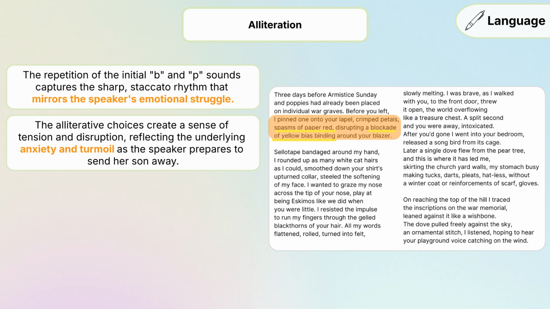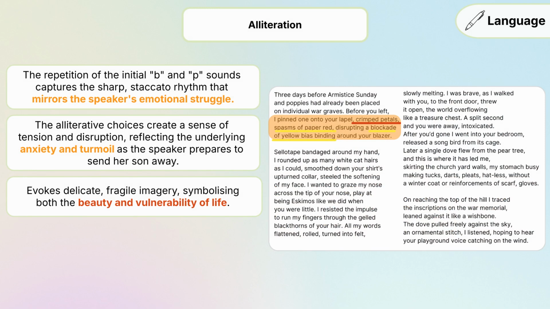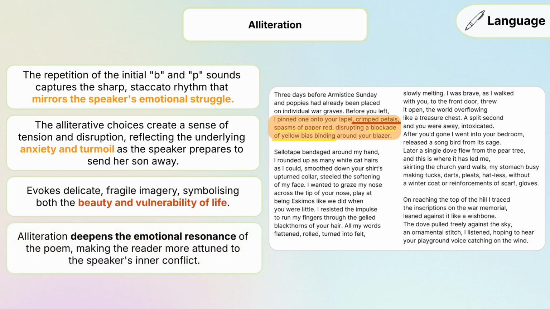Additionally, phrases like "crimped petals" evoke delicate, fragile imagery, symbolizing both the beauty and vulnerability of life. This vivid use of alliteration allows readers to feel the intensity of the speaker's emotions, helping them connect with her sense of loss and the harsh reality of sending a loved one to war. These language choices deepen the emotional resonance of the poem, making the reader more attuned to the speaker's inner conflict and the painful nature of her sacrifice.